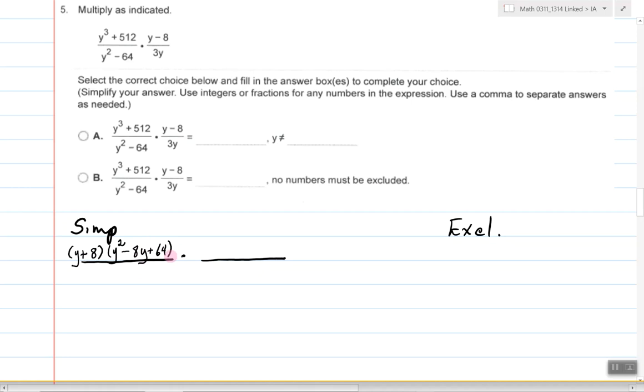It's always plus. The denominator of the first one, and it doesn't matter whether you look at it up here or look at it down here, it's the difference of squares, so that's much easier. That's going to be y plus 8 times y minus 8. Second fraction has just a y minus 8, which cannot be factored. The denominator is 3y, which cannot be factored.